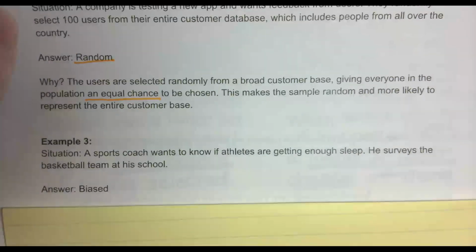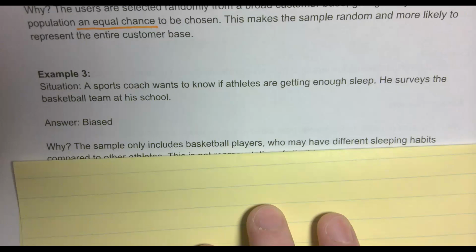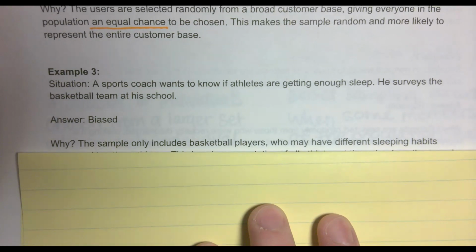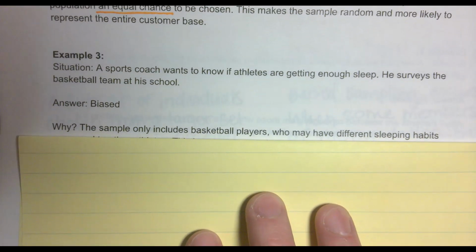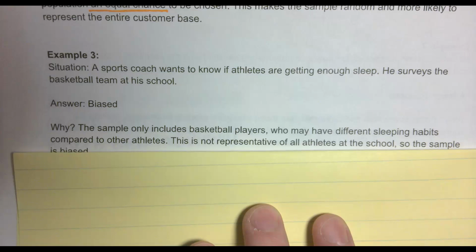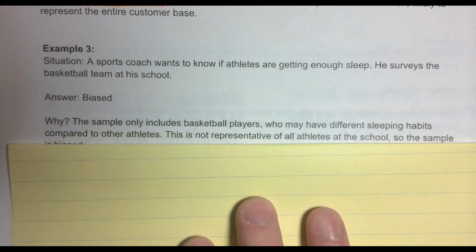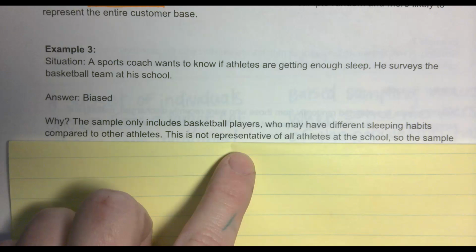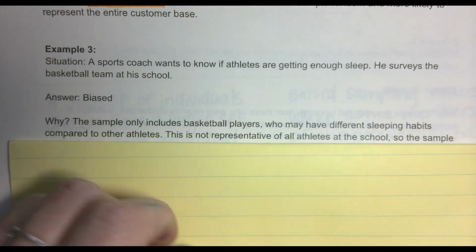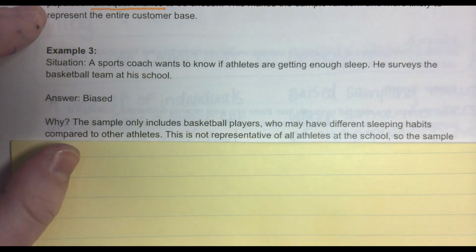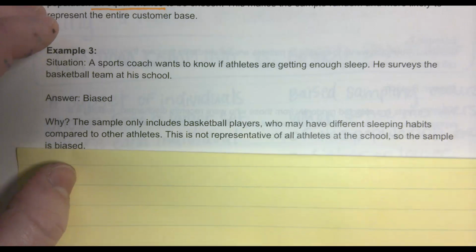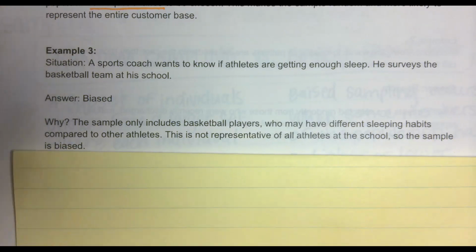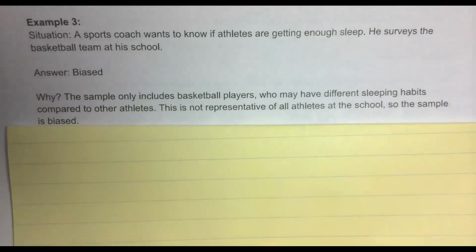So let's see what they said as their explanation. The sample only includes basketball players, and maybe they have different sleeping habits compared to other athletes. So the reason it's biased is because it does not represent all of the athletes at the school. It's just going to represent the basketball players. So the sample's biased. All right, let's do another one.